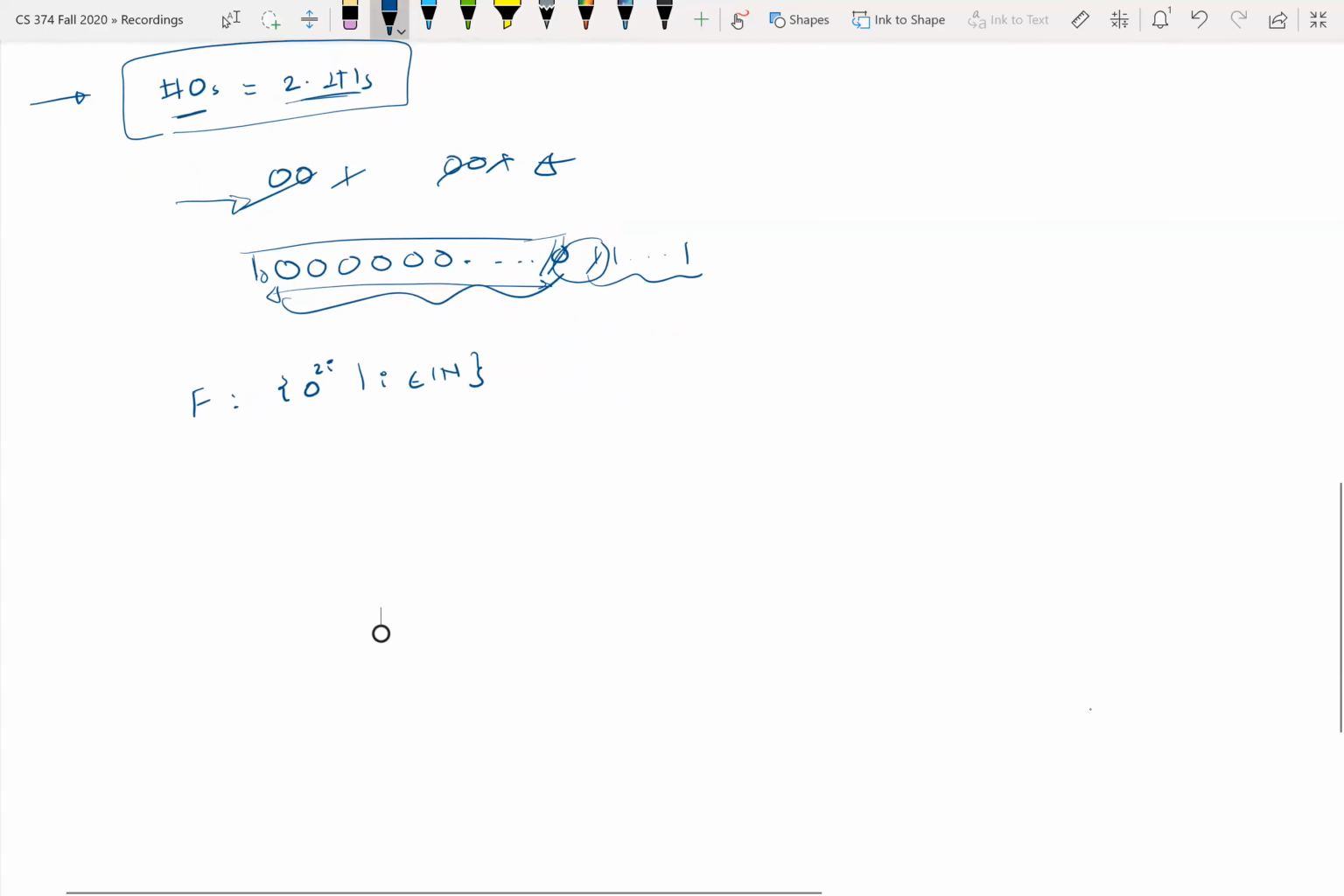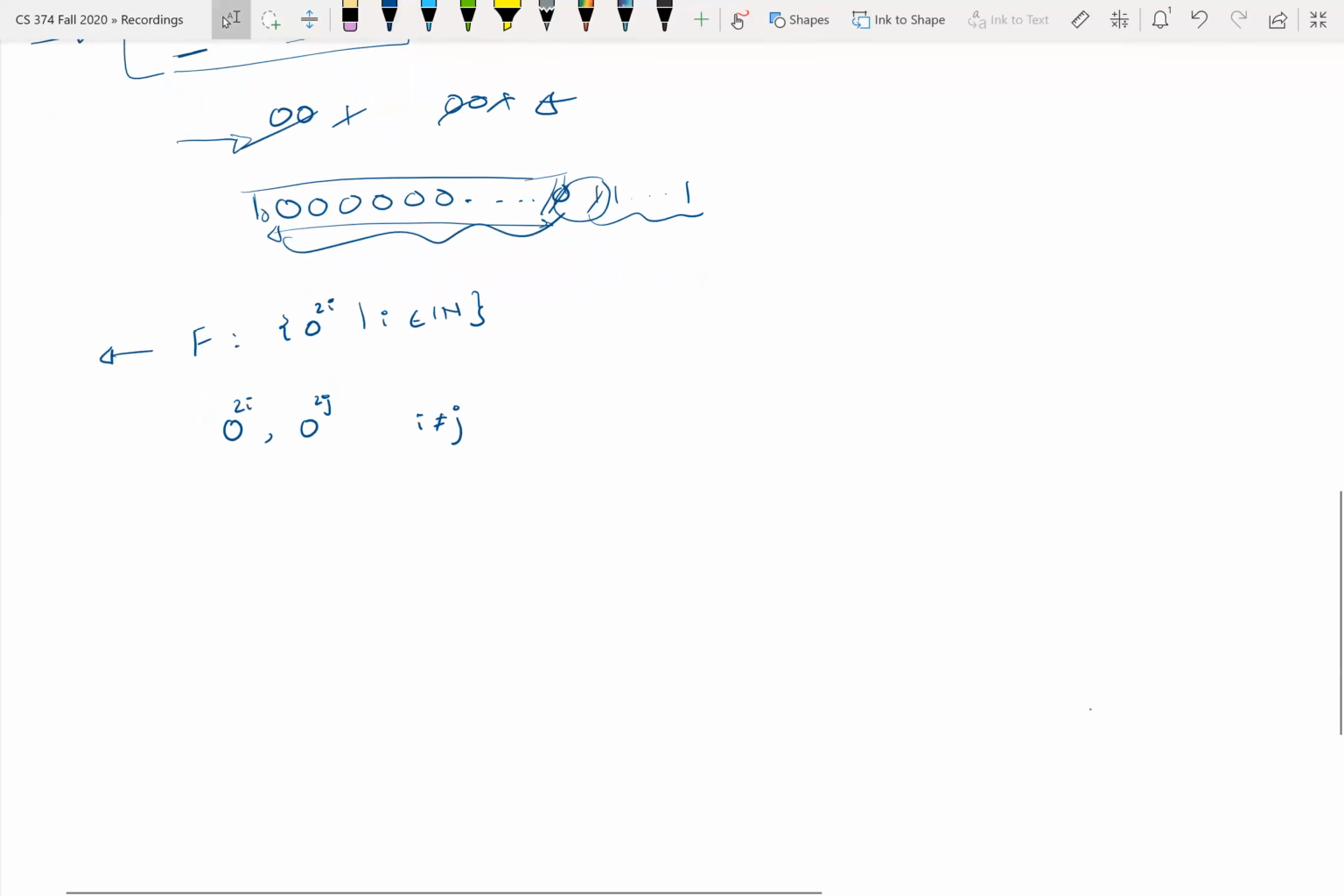Let's see whether this serves our purpose. To keep up with our terminology, you gave me this Fooling set, and I'm going to pick any two arbitrary strings from it. How do they look? 0 to the 2i and 0 to the 2j, with i not equal to j. These are the strings that I have given you. Now you have to give me a distinguishing suffix s.